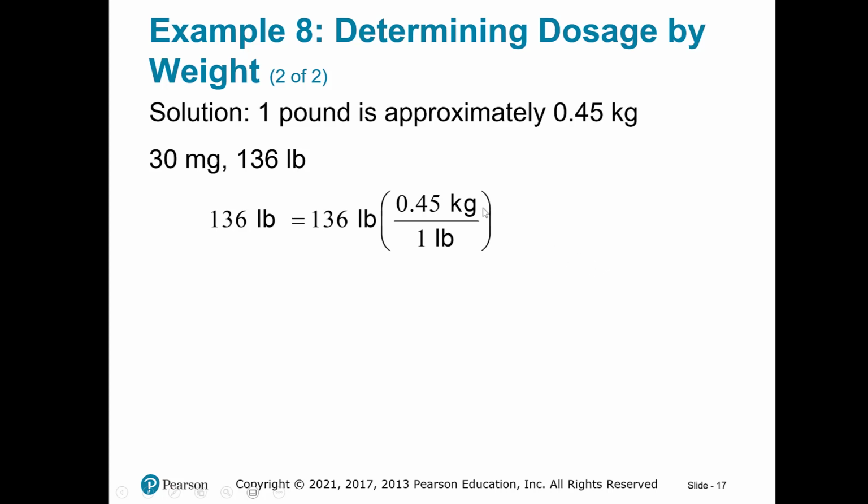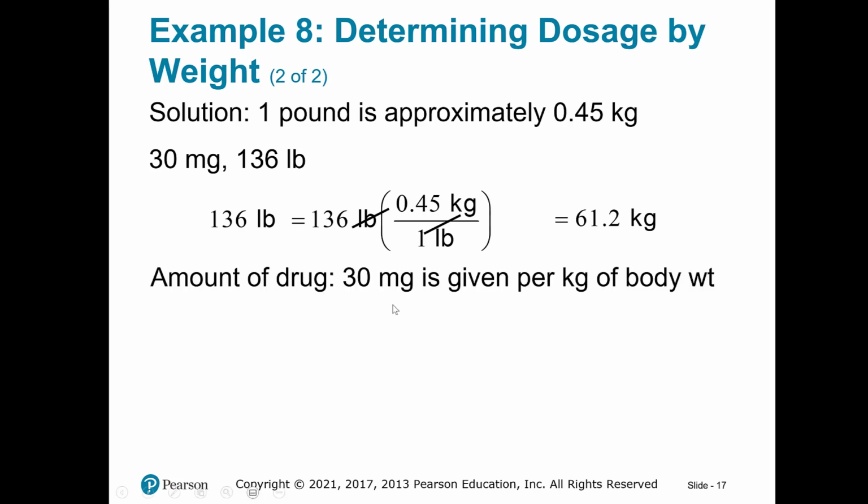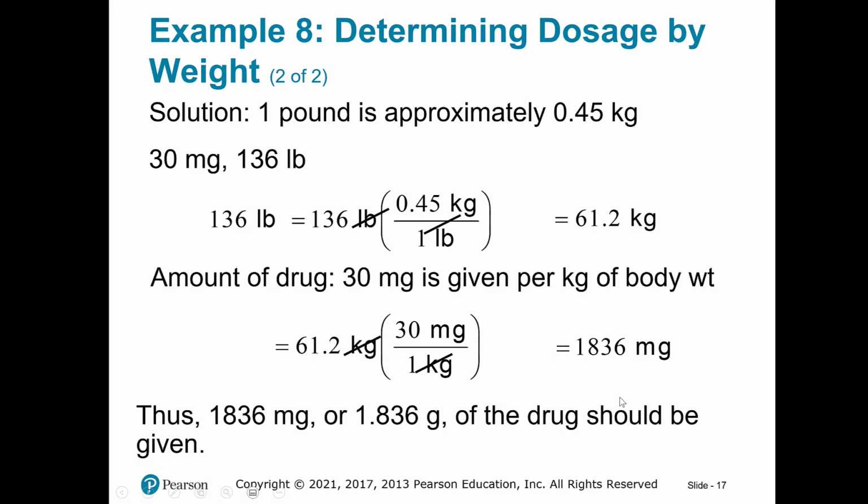The conversion we're going to use is 0.45 kilos to 1 pound. Again, notice the pounds are going to cancel, and we end up with 61.2 kilos for Martha's weight. Now we know that the amount of drug to be given is 30 milligrams per kilogram of body weight. So what am I going to do? I'm going to multiply. I could simply multiply, or I can use my unit fraction approach again, 30 milligrams per kilogram. Kilograms are going to cancel. I'm going to multiply 61.2 times 30 milligrams, and Martha would be given 1,836 milligrams of the drug.